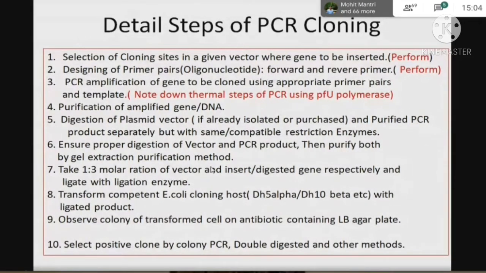If it will not interact with that end of the vector, then how will it ligate? Both vector and insert are in solution, so they are continuously interacting. Then sometimes if they find their complementary overhang, they stick together and then the ligase enzyme will ligate it. So to increase the interaction, generally people use 1:4, 1:5, 1:6 also, vector versus insert ratio, if they face problem in ligation.